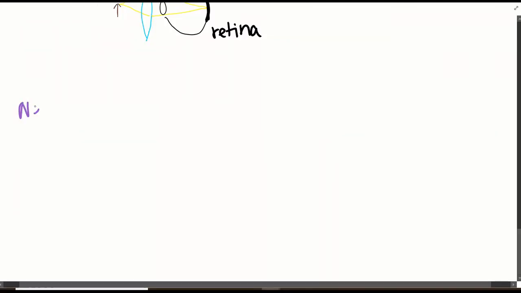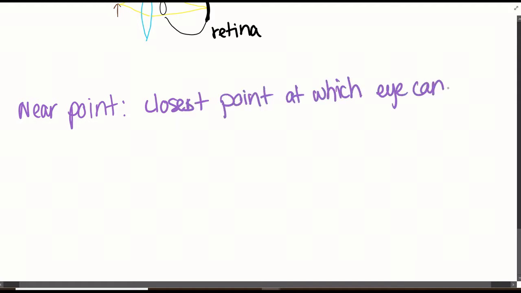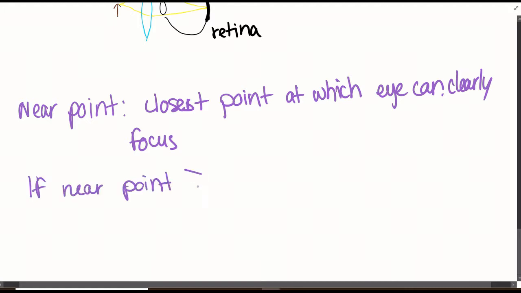With farsighted people, it is the near point, not the far point, that is abnormal. The near point is the closest point at which the eye can clearly focus. If the near point is more than 25 centimeters, then an individual is farsighted.